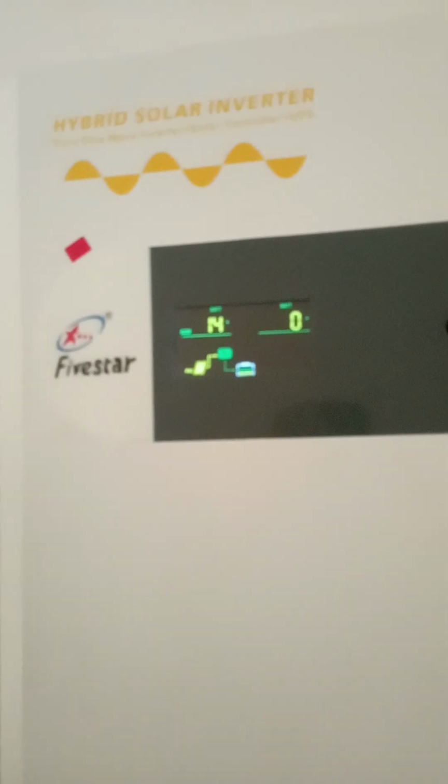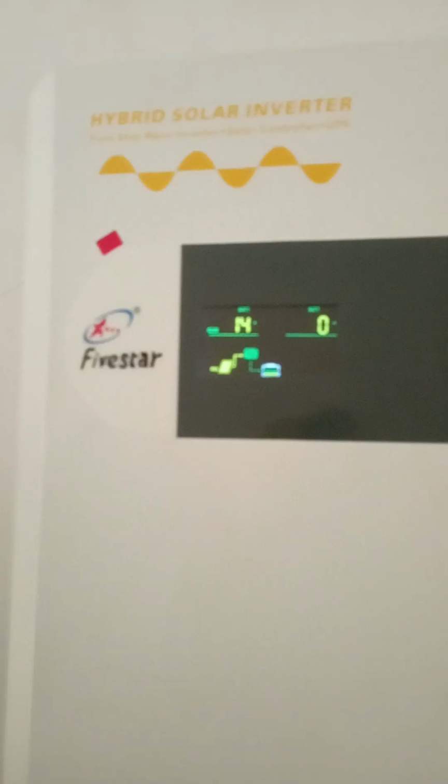This is the date. We don't have any load on this inverter right now. We are not draining the battery, we are charging. The battery is charging at 14 amps right now because it is early in the morning, around 9 o'clock. The sun hasn't risen at this moment.